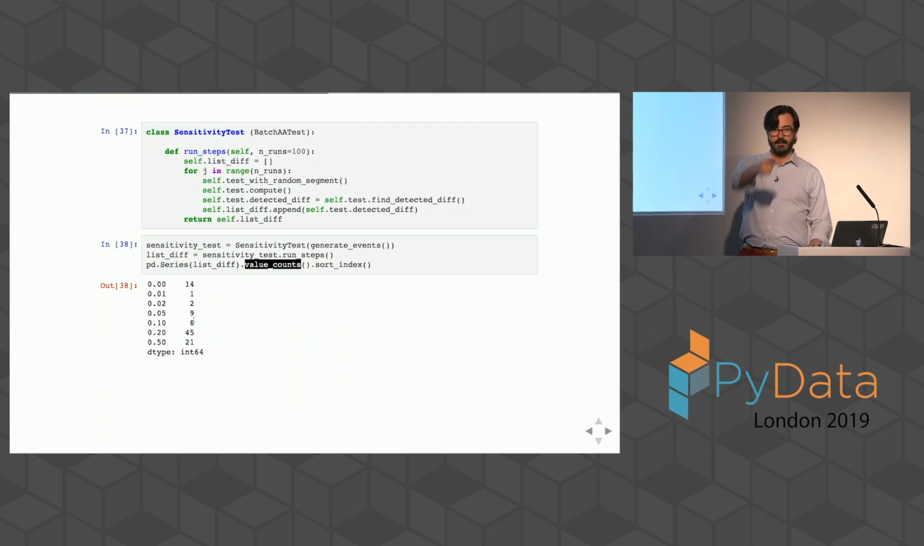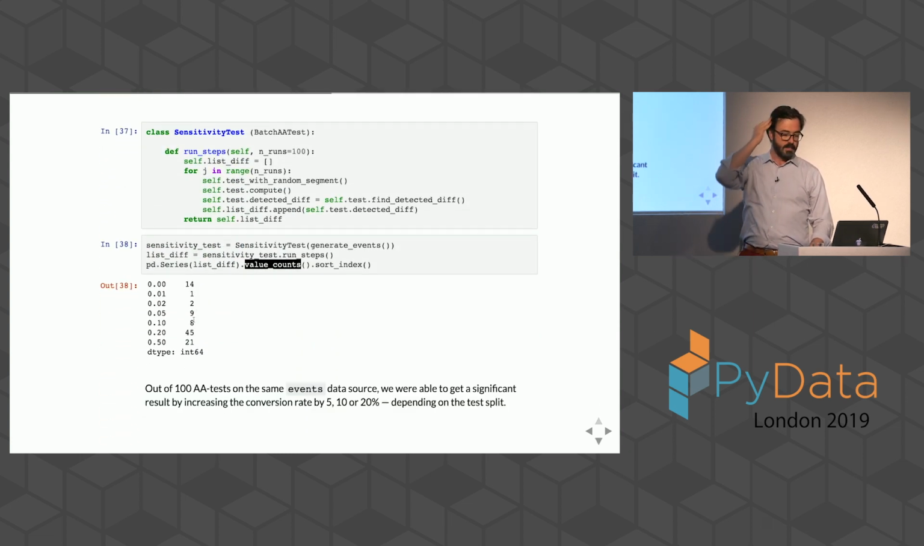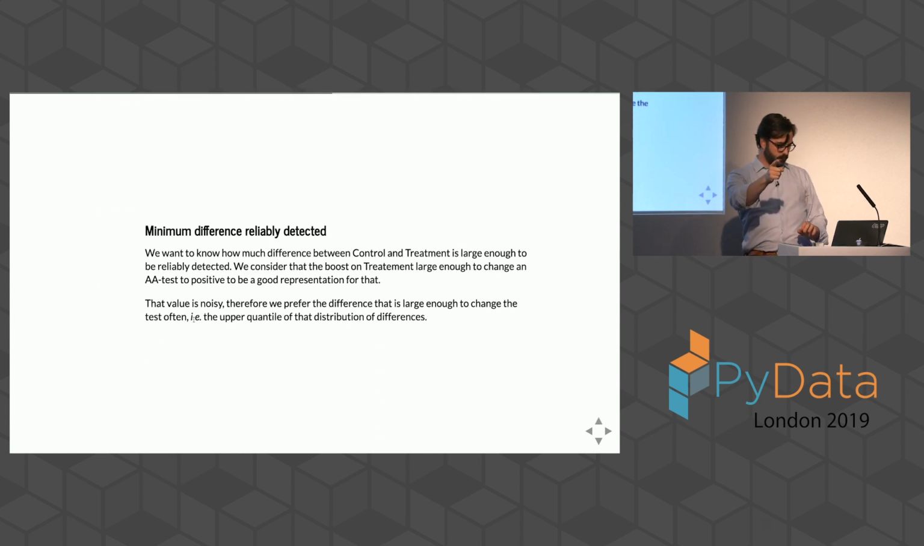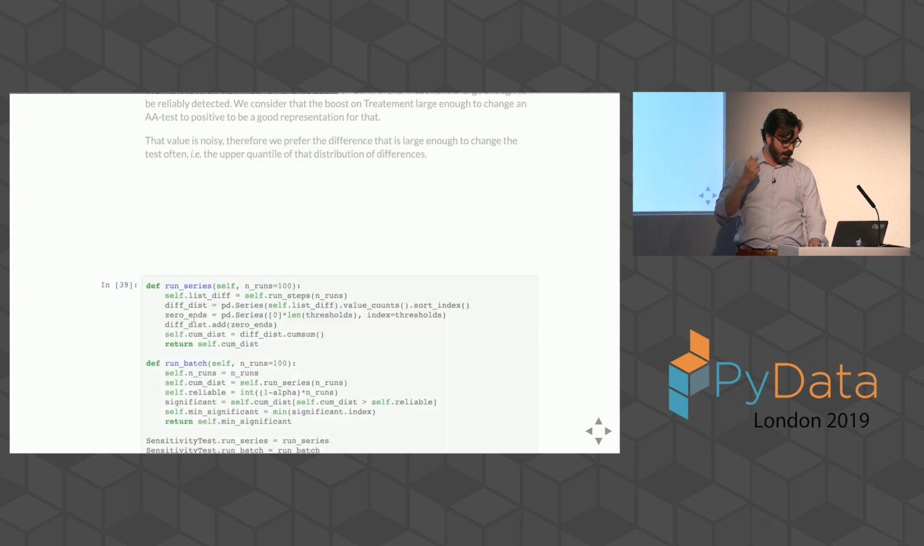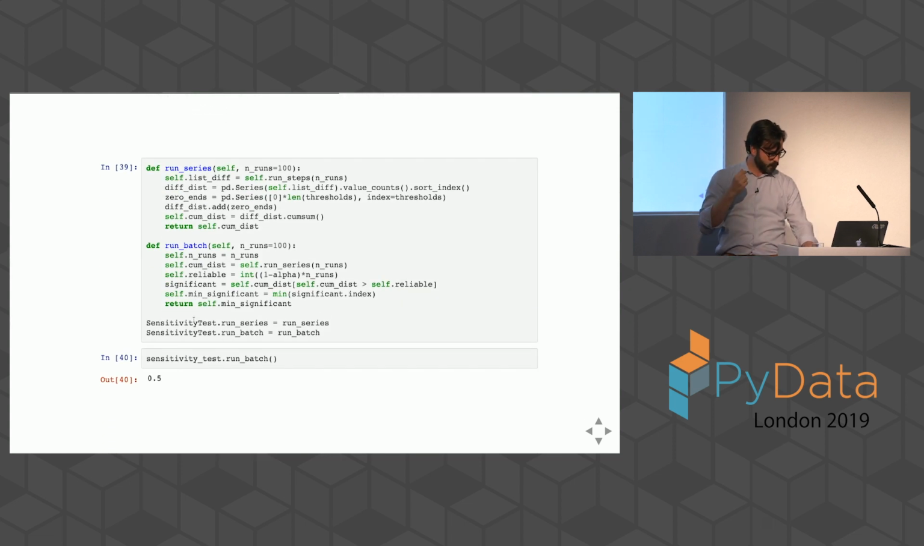You can do bisect search. Dichotomy. Sorry, that was minimal detectable effect. Thank you so much for just basically spoiling my presentation. Sorry. I'm getting a little lost.